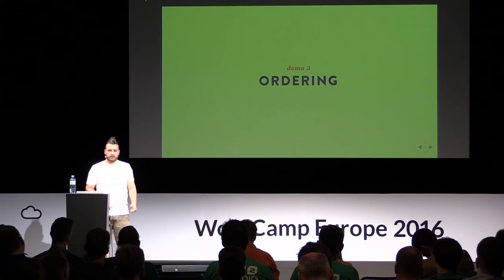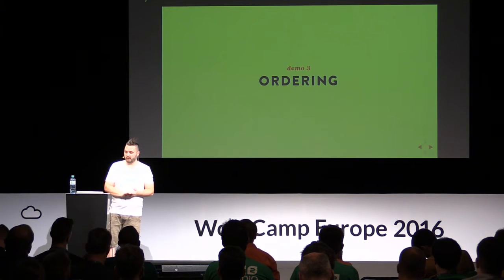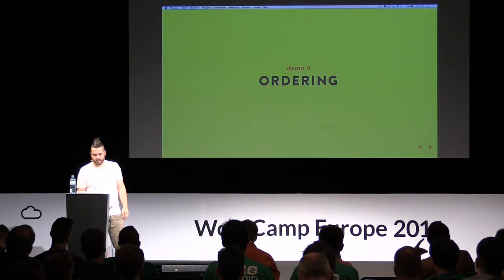The third demo is actually the shortest because it's quite easy. It's ordering. It used to be that only in HTML you could order a column or get a column up front. Right now you can just do that with Flexbox, saying order minus one, and it'll jump to the top of the stack.